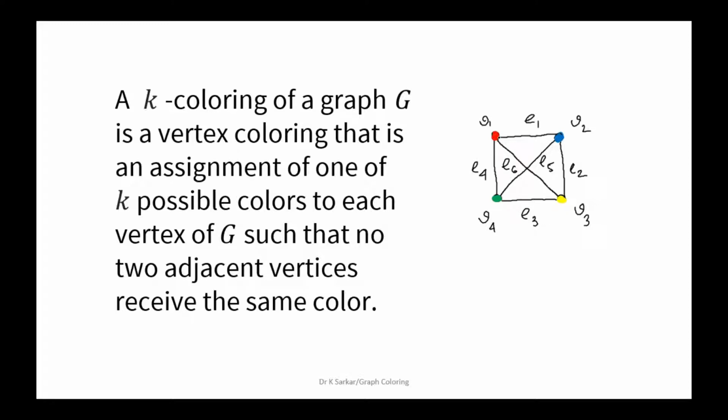If V1 receives red color, then V2, V3, V4 should not receive red color. If V2 receives blue color, then V3 and V4 should not receive blue color. If V3 receives yellow color, then V4 should not receive yellow color. V4 received green color here. So each of the vertices received a distinct color.